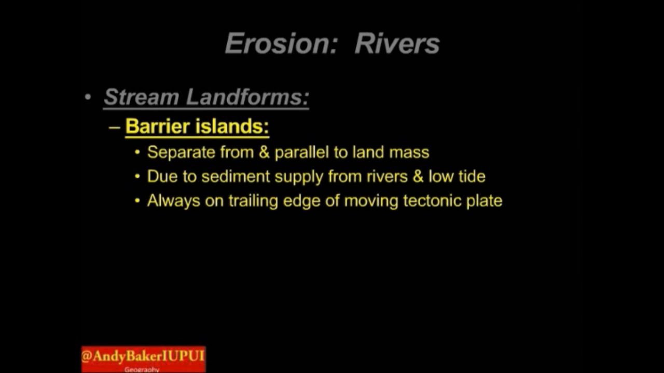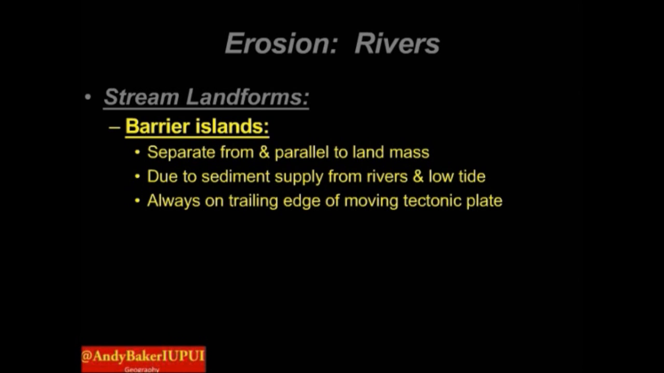And so we think about the United States. Well, where in the United States do we have the trailing edge of a moving plate? On the Pacific side? No. Pacific side, we've got a lot of collision with plates, convergence and transform faults. So essentially barrier islands, if they existed on the Pacific coast, would be obliterated from convergent forces, essentially from two plates crushing into each other.